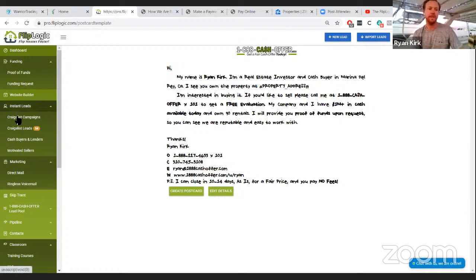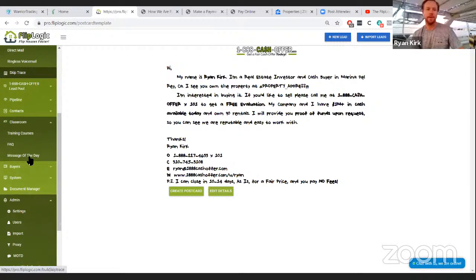So motivated sellers, off market, by direct mail, ringless voicemail. If you've got another list already from another source, that's cool. Maybe you went down to the county courthouse and you pulled evictions or something. And then you can upload that here, skip trace that whole list. And you would skip trace it if you want to send out a ringless voicemail campaign. And then, of course, you can send out a direct mail campaign by postcard for under 50 cents, 45 cents.